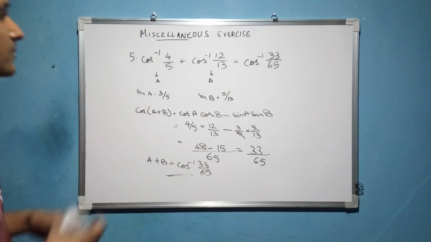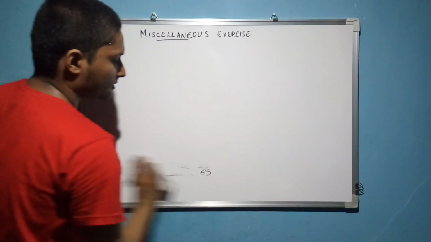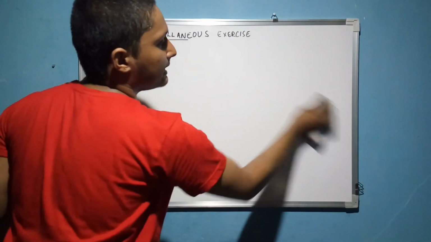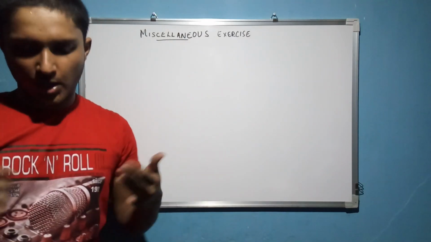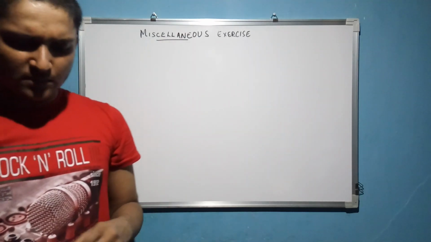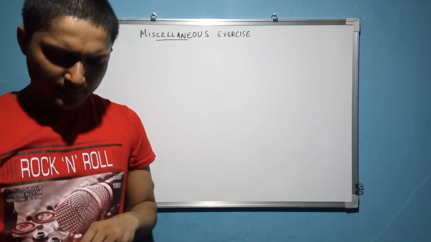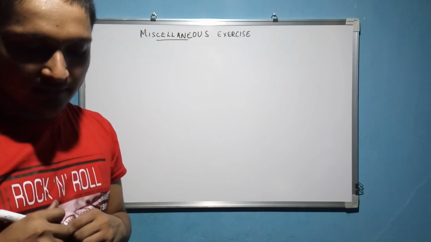Now we have the sixth question. Sixth question is similar to this, but you are asked to find the sine of those two. Okay, since it is sine, I'm just going to skip that question. So the next question is tan inverse of 63 by 16 is equal to sine inverse of 5 by 13 plus cos inverse 3 by 5.